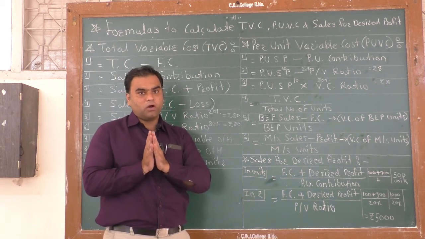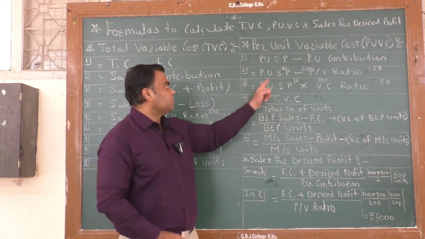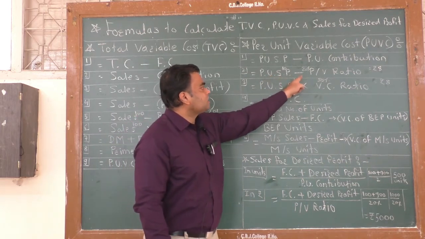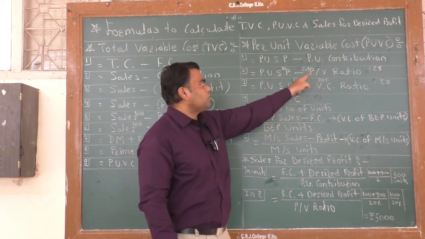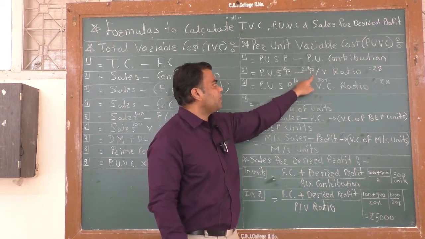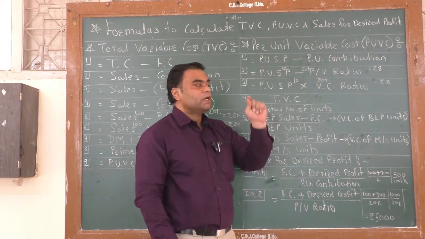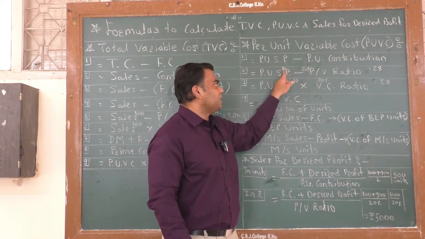It is also called contribution to sales ratio or contribution ratio. So selling price less contribution ratio. What does the contribution ratio tell us? Suppose PV ratio is 20%, meaning contribution ratio is 20%.